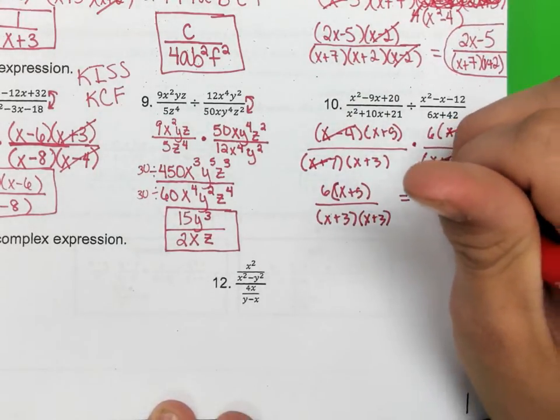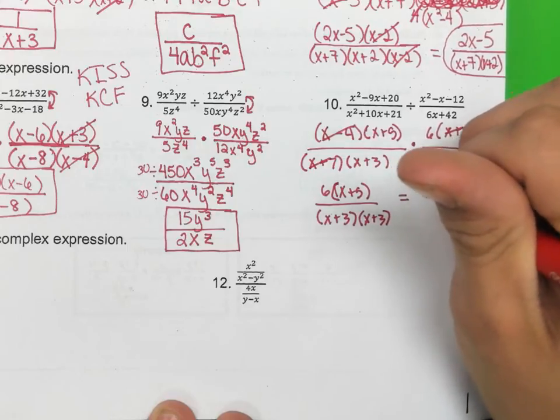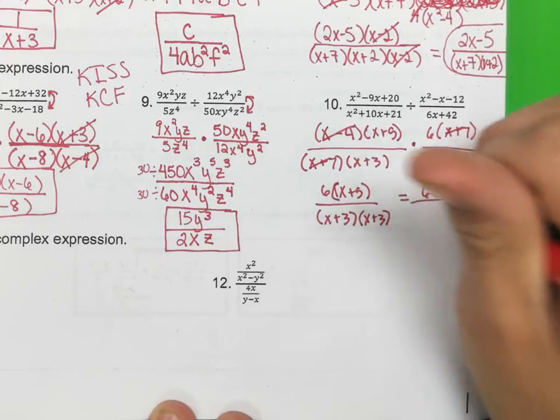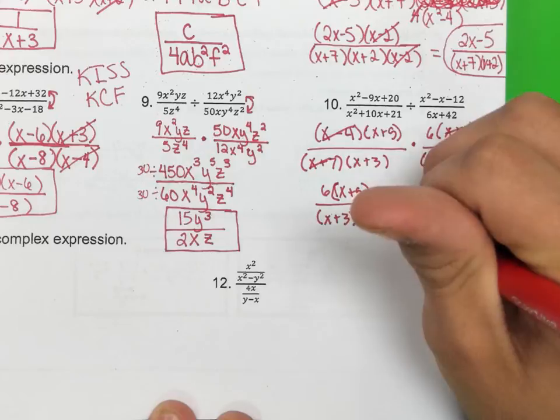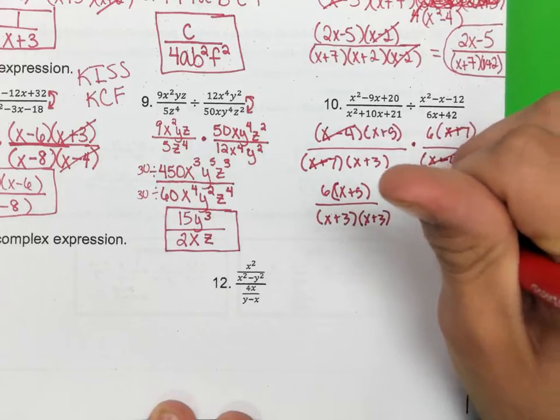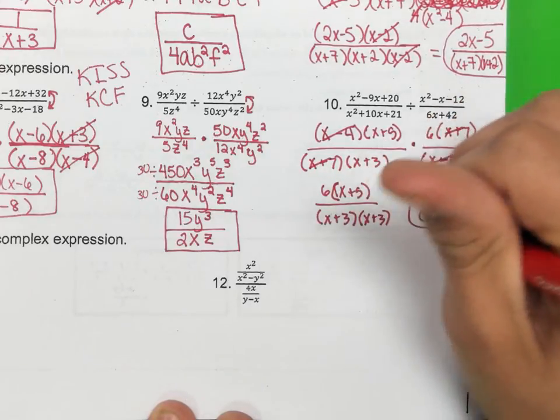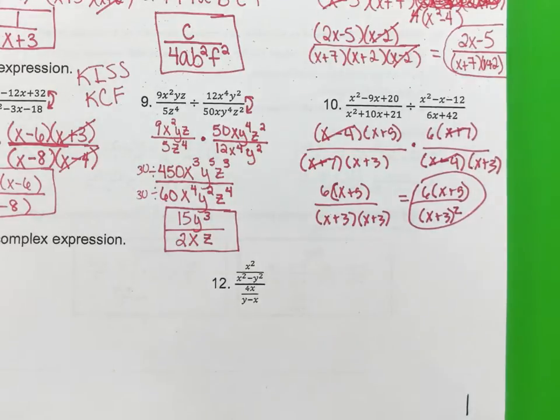Okay. Do you notice how the x plus 3's are not opposites? They're both on the bottom of the fraction, right? They do not cancel each other out if they're both on the bottom of the fraction. One has to be on the top and one has to be on the bottom of the fraction for them to cancel out.